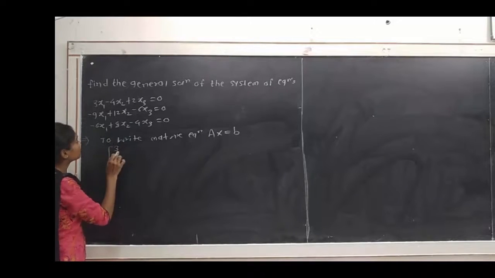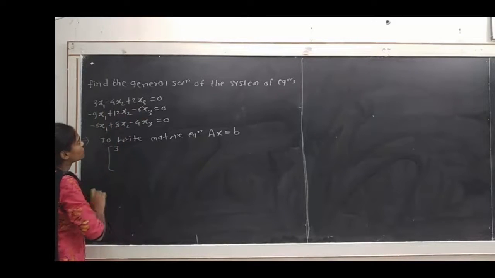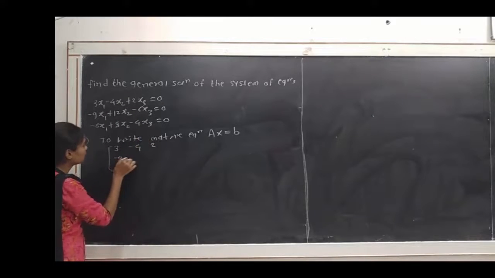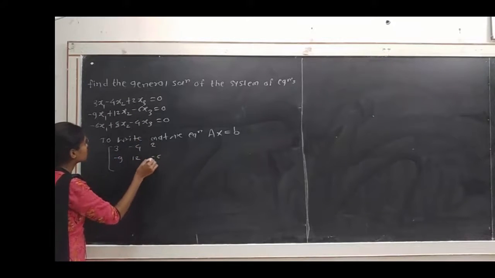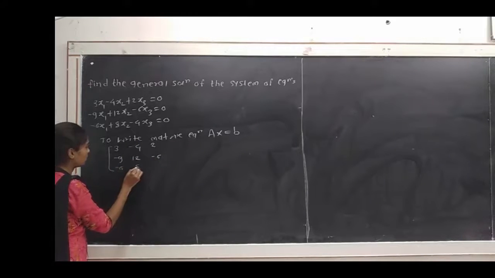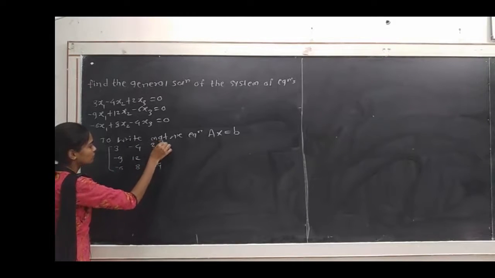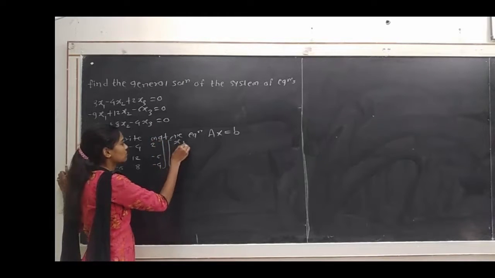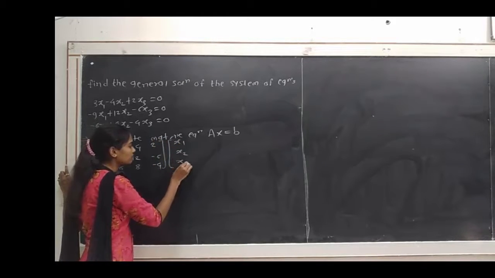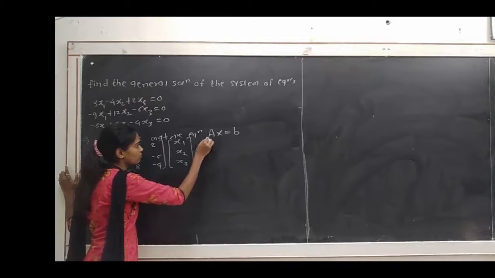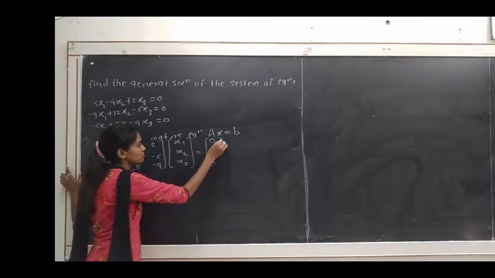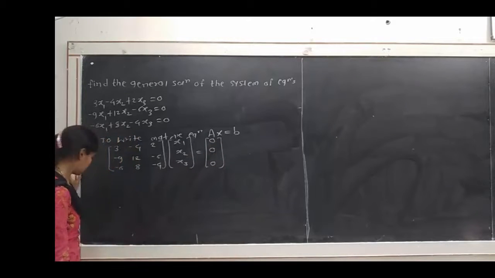So the first row, that is the coefficients of the first equation, is 3, minus 4, 2. Then minus 9, 12, minus 6, 8, minus 4. Okay, this is the A matrix. Then in X we write the variables x1, x2 and x3, equal to the B matrix. The RHS constants are 0, 0, 0. Here B will be the zero matrix.